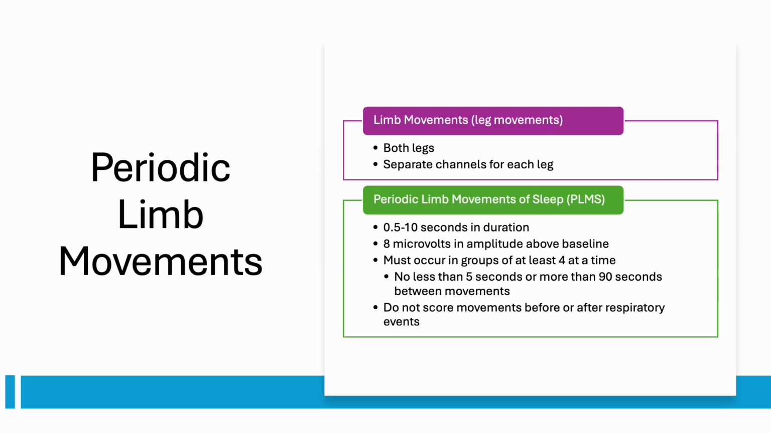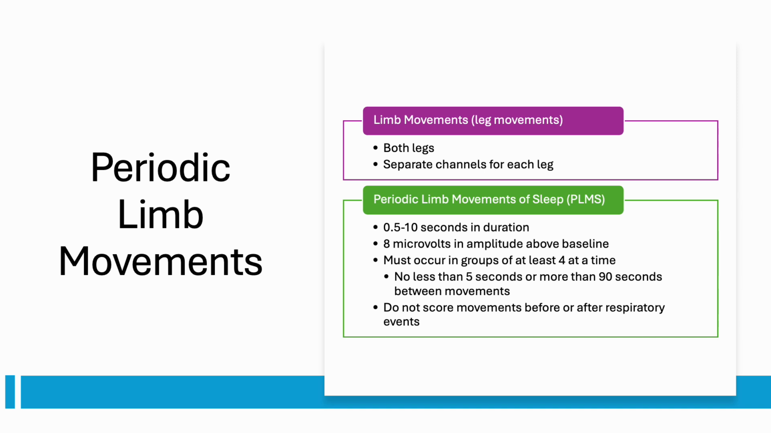When we're talking about limb movements in sleep, we generally mean leg movements. Arm wires aren't standard like leg wires are. So anytime a patient moves their legs while they're sleeping, we can score those. They can include both legs or just one, and it's recommended that a separate channel is used for both legs so that you have a left leg one and a right leg one.